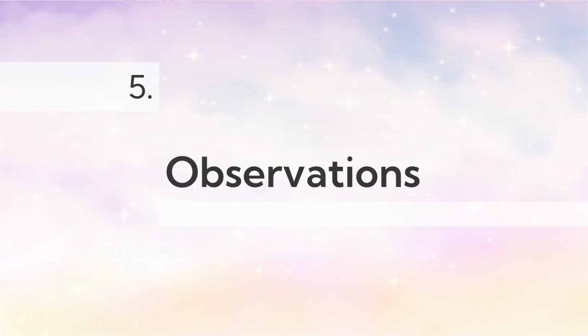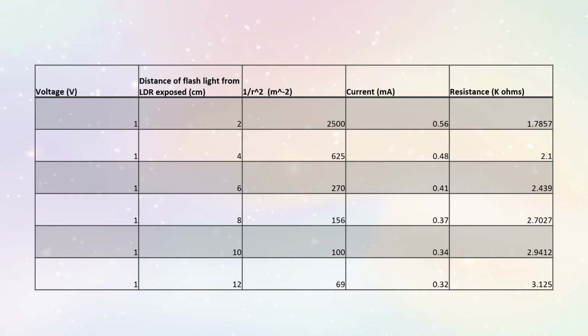Now coming over to the observations of this experiment. So these are my observations. You can clearly see that as the distance of the light source from the LDR is increasing, the current is decreasing. As we have our voltage as well as the current, we can calculate the value of resistance at each reading. Here in the last column, you can clearly see that the resistance is continuously increasing with the increasing distance, or you can say with the decreasing intensity.